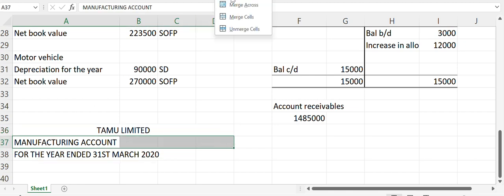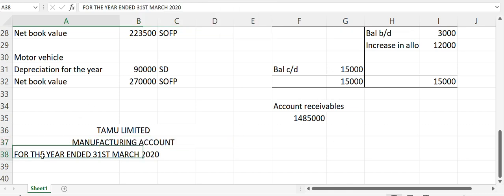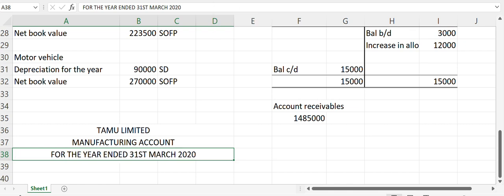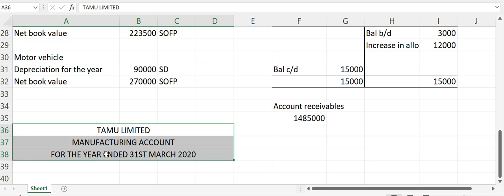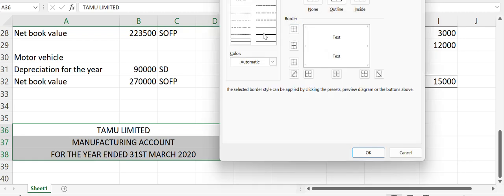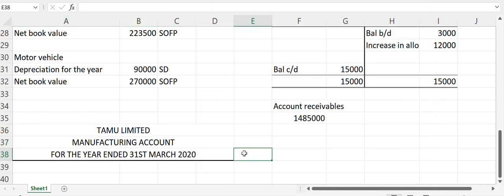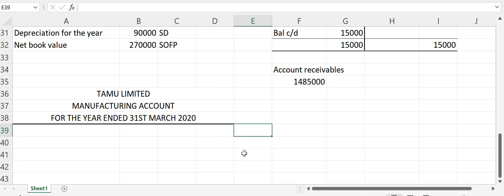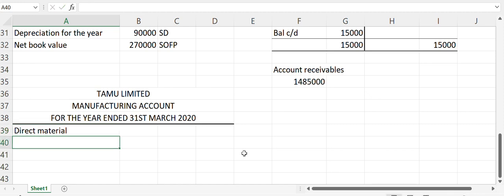So remember, under the manufacturing account we are interested in the cost: the direct material, direct labor, direct expense if it's there, and the indirect manufacturing cost. Then you get the factory cost. From there you add the opening work in progress, less the closing work in progress, and then you get the cost of completed goods. So we start with direct material.